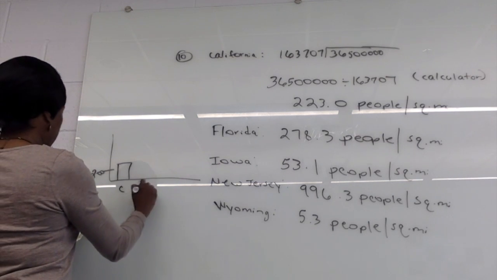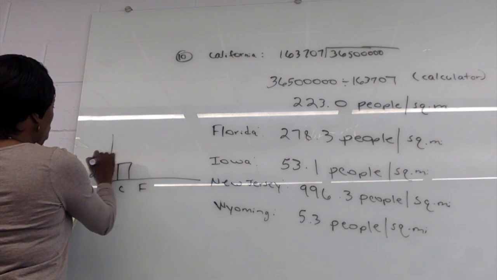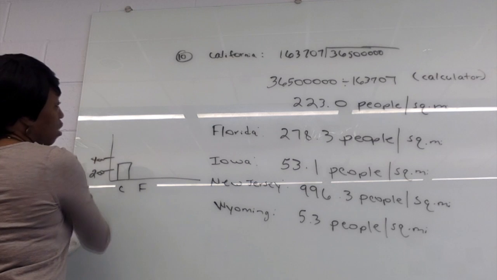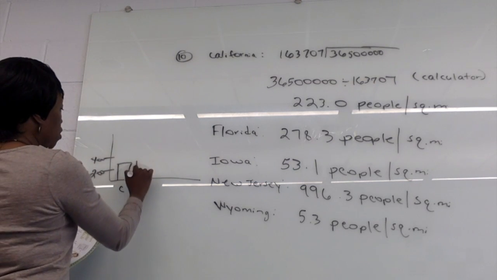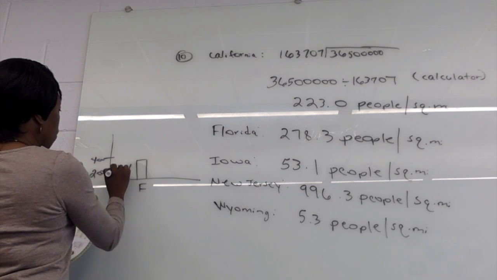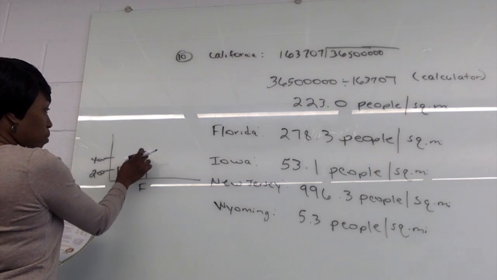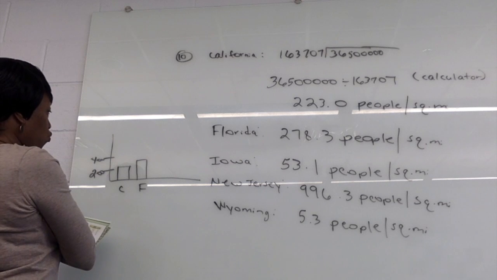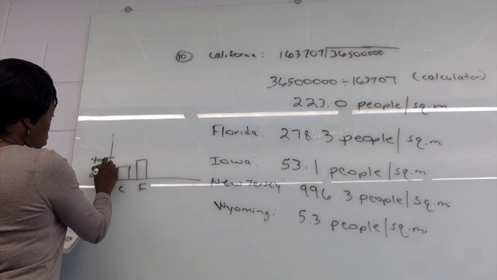Let's go to Florida. Florida was, notice this was 400, and we know Florida does not go over 400, but it is a little bit higher than California. So you're going to make it a little bit higher than California. Florida should be a little bit over, but it can't go over the 400, and it can't go over that 300 mark as well.